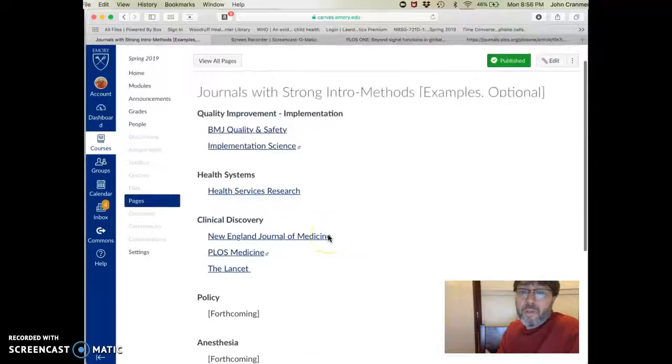So for example, if you wanted to do a quality improvement project, you might look at BMJ Quality and Safety and look at one of their manuscripts to see how the introduction and method section are written for quality improvement. And then you can see by example, typically a very solid manuscript that is presented in these journals. Of course, I can't guarantee the quality of all manuscripts that you might find in these journals, but in general, these are well-reputed, solid journals for the introduction and method section.